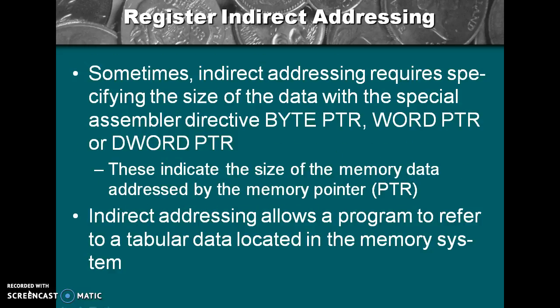Register indirect addressing sometimes requires specifying the size of the data with special assembly directives: BYTE PTR, WORD PTR, or DWORD PTR. This indicates the size of the memory data addressed by the memory pointer. Indirect addressing allows programs to refer to tabular data located in the memory system.